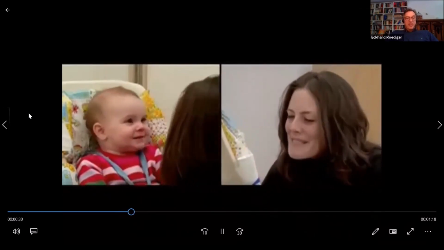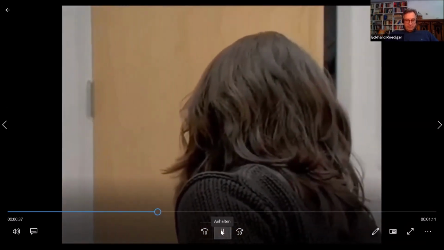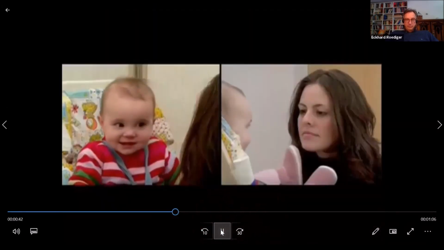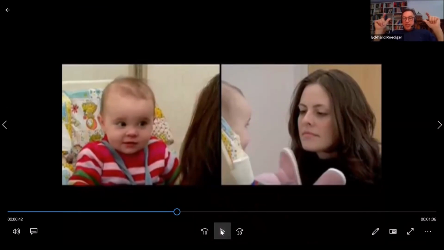And then comes the second part of the experiment, where we ask the mother to not respond to the baby. Okay, so that's the point where I introduce the 5 basic emotions based on Ekman's concept.